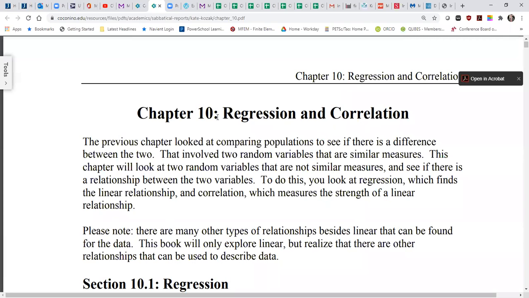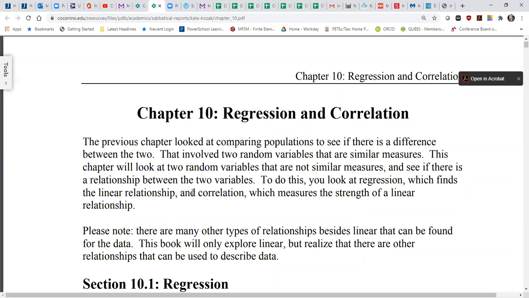Yeah, so chapter 10 is talking about regression and correlation. In the last chapter, chapter 9, we compared two populations and saw whether there is a difference between the two populations.